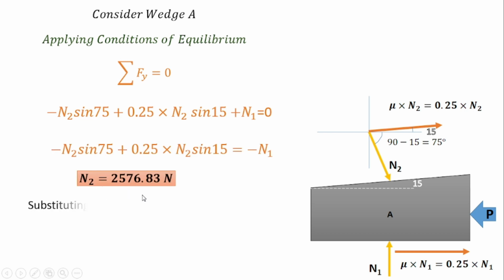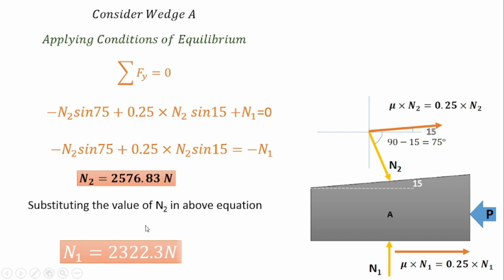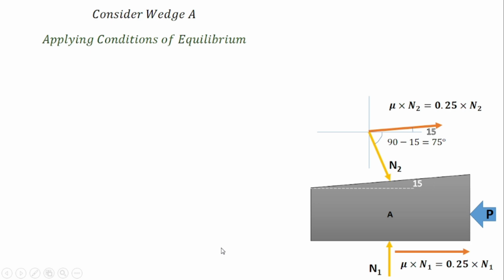The value of N2 is 2576.83 Newton. So we can put this value of N2 in the above equation, and we'll get the value of N1 equal to 2322.3 Newton. Just write summation of Fy, separate out N1 and put the value of N2, you will get the value of N1.